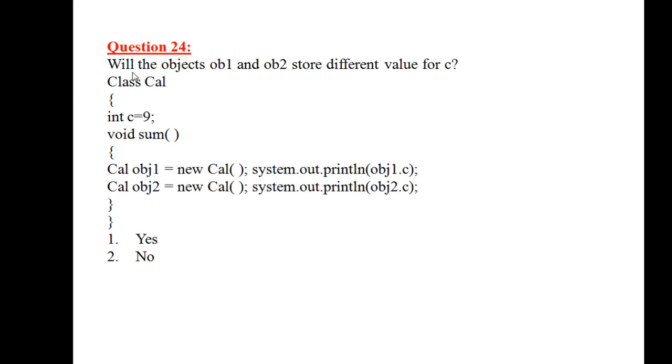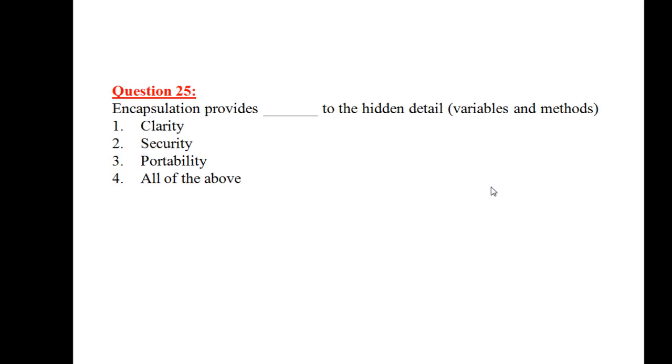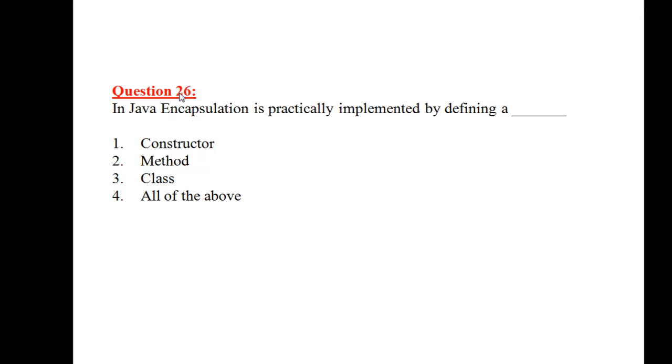Question number 24. Will the objects obj1 and obj2 store different values for C? I have written it wrong here: I have used obj1 and obj2, and here I have written ob1 and ob2. Please correct it. Will the objects obj1 and obj2 store different values for C? No. Question number 25. Encapsulation provides dash to the hidden details, that is variables and methods. It provides security.